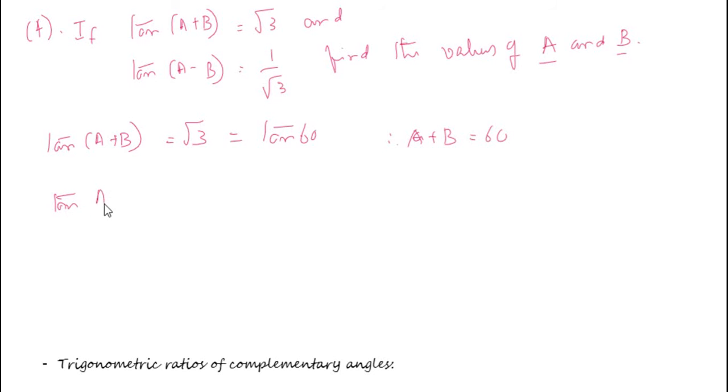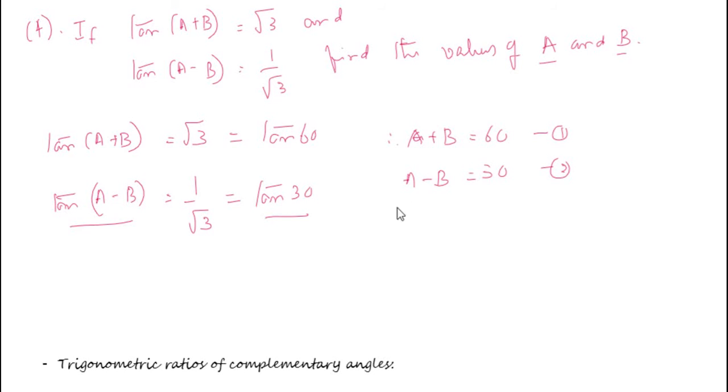Tan a minus b equal to 1 by root 3, but we know 1 by root 3 equal to tan 30. Tan a minus b equal to tan 30, therefore a minus b equal to 30. So this is equation 1, this is equation 2.